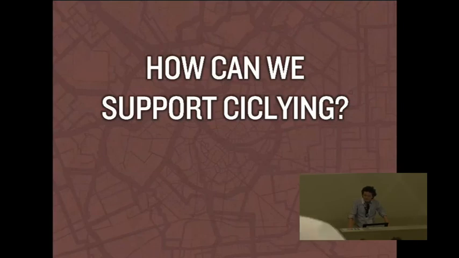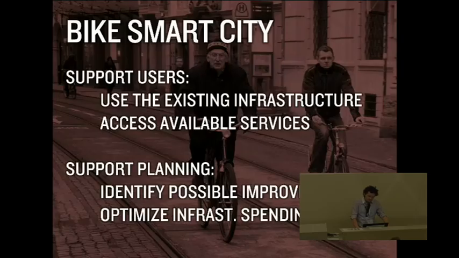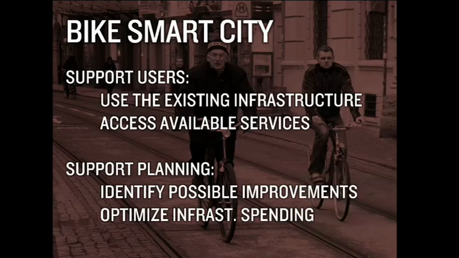So our question, as bike enthusiasts and mapping enthusiasts, was what can we do to support cycling in Italy, in Europe and around the world. We had basically two ideas, two ways to do this. One is short term: you support users and help them use the existing infrastructure as best as they can, and you provide access to available services. The second step, the most interesting one in our mind, is to help support planning, to identify possible improvements to the biking infrastructure and help optimize infrastructure spending. Since we don't have much money, we need to make every euro count.